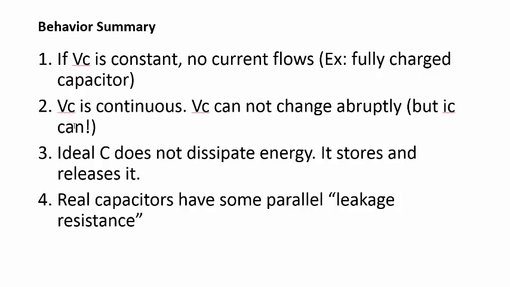Over time, the voltage across a capacitor is continuous. The voltage across the capacitor cannot change abruptly, meaning it can't be +5 volts one second and -5 volts the next moment in time. That cannot occur because that would imply infinite current, and that doesn't happen. Do note that the current in the capacitor can change abruptly.